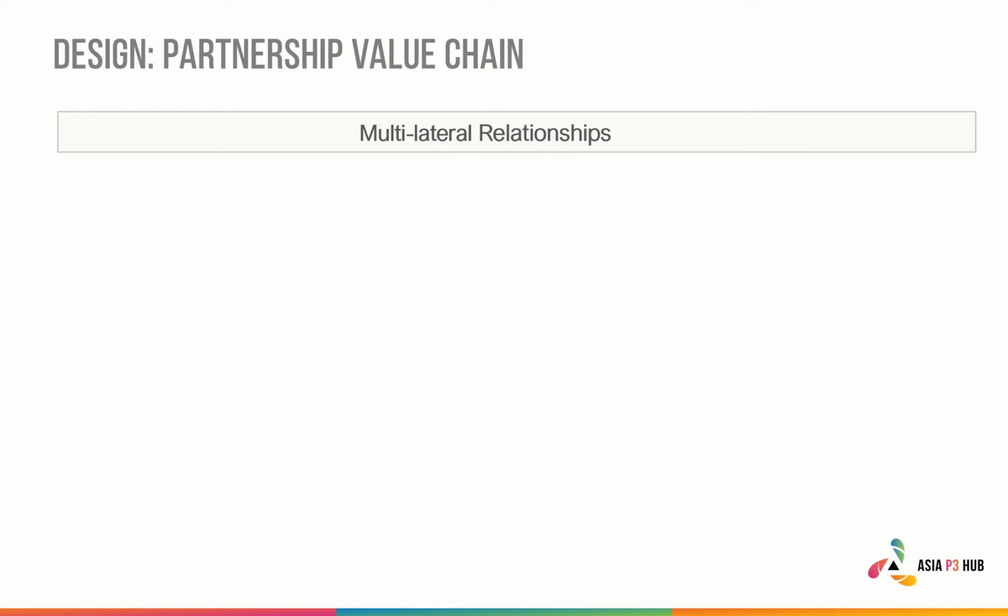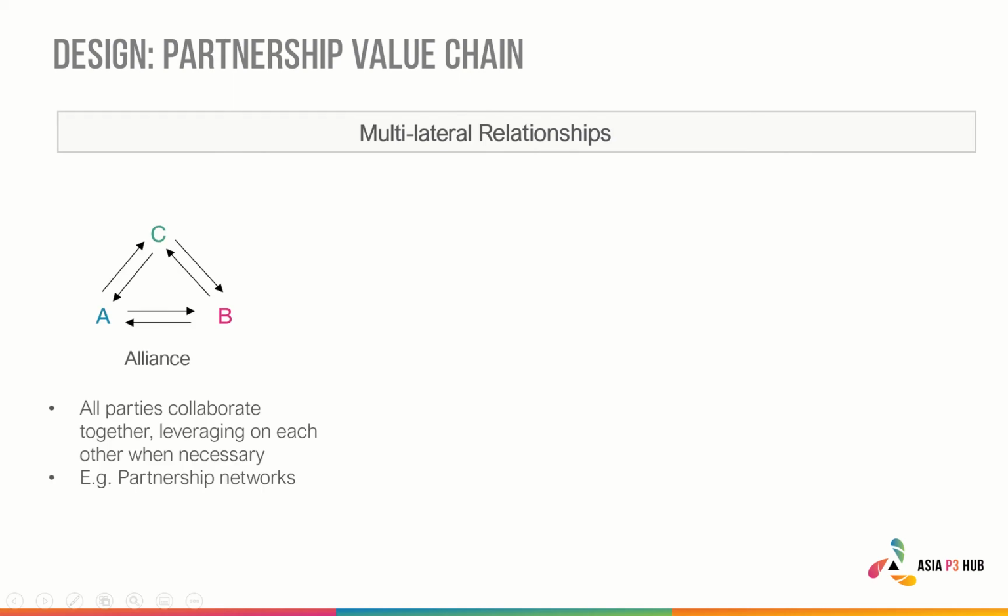Now, all that we have mentioned just now were just bilateral. This is where we get to the fun part, multilateral relationships. There are three common ones we've seen. The first one, an alliance, is a loose network where all parties collaborate together, leveraging on each other as and when necessary. There are no obligations, so it's quite organic. Most partnership networks, network associations, and trade associations work like that.